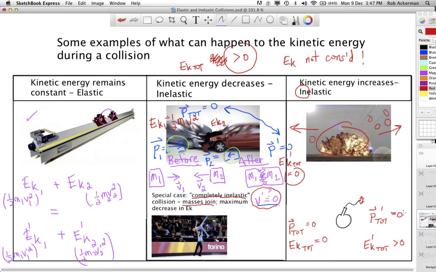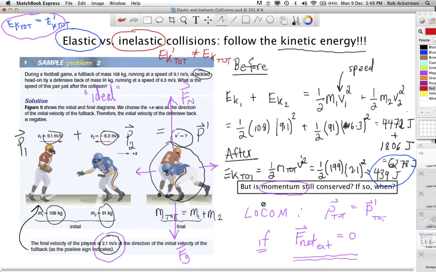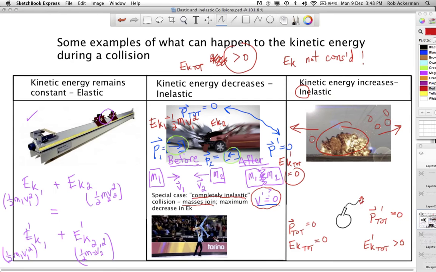And so what does this mean? Once again, momentum is conserved. Why? Because the net external force on that bomb before it explodes is 0. However, the kinetic energy is not conserved. This time we gained some kinetic energy. Did we violate the law of conservation of energy? No, this is not what elastic collisions are all about. They're not about total energy, they're about kinetic energy only.